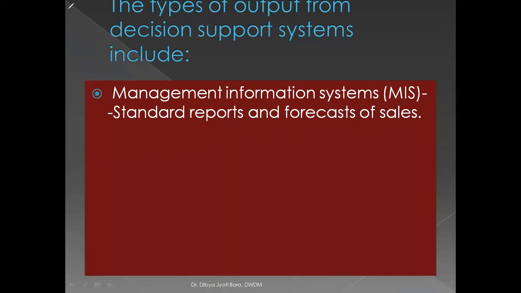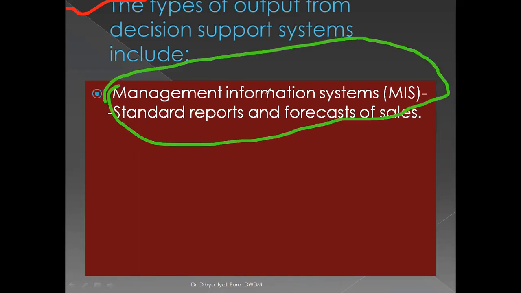So then the types of output from the decision support system. What output have we got? We got some reports and forecasts, right? That may be forecast of anything. And that is actually required here, in MIS, Management Information System.